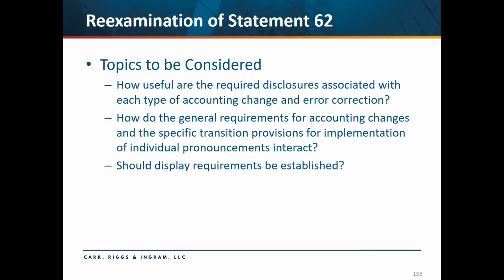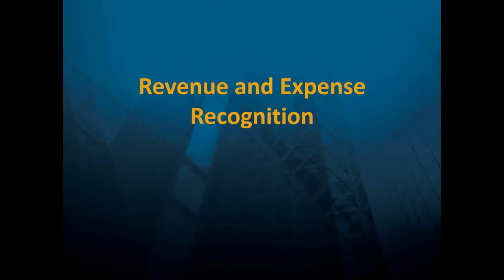And then, should we display the requirements? Should display requirements be established? And how do the general requirements for the accounting changes, implementation of the individual pronouncements interact? So how are those items necessary? So I would be looking for that final statement here soon.